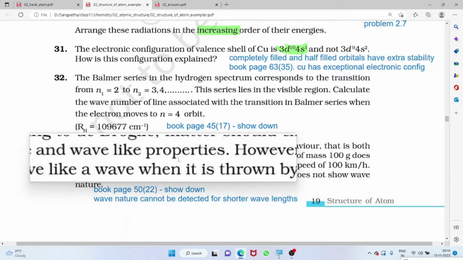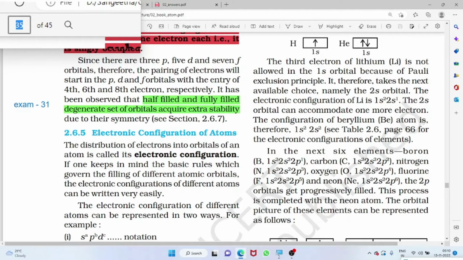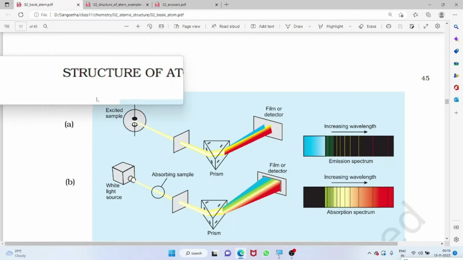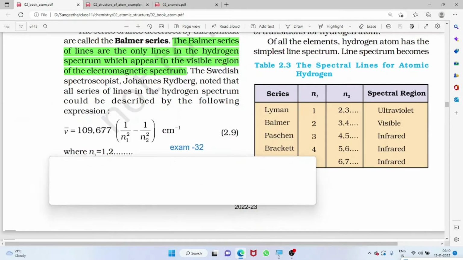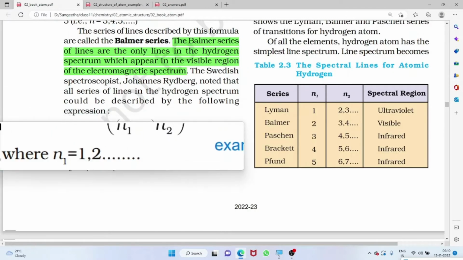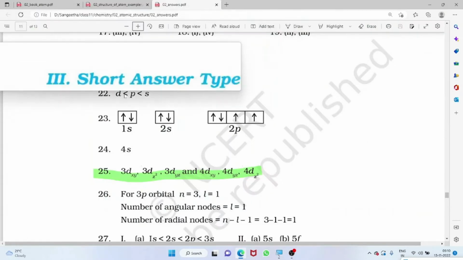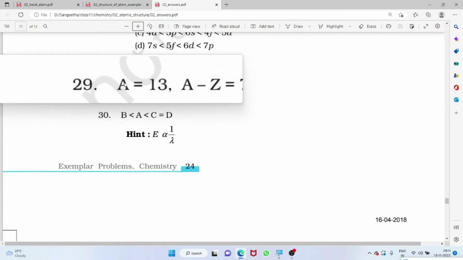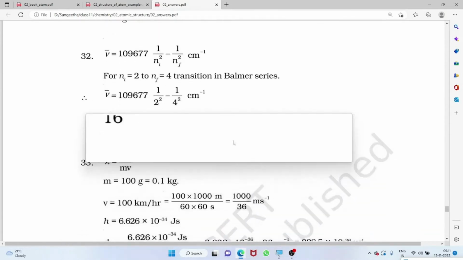Okay, so see, we have to use this formula to compute that transition and calculate the wave number. Okay, we have to use this formula. See, using that formula they computed the wave number like this.